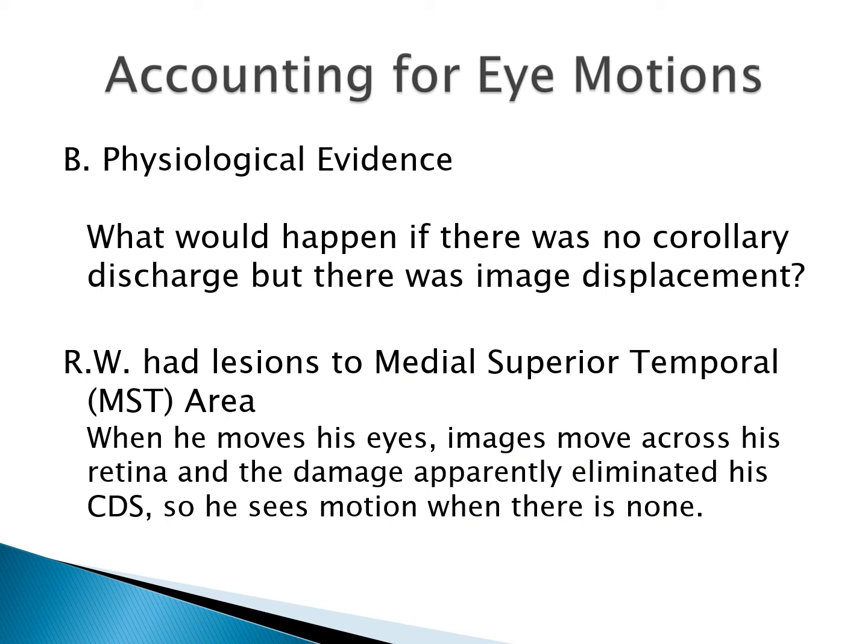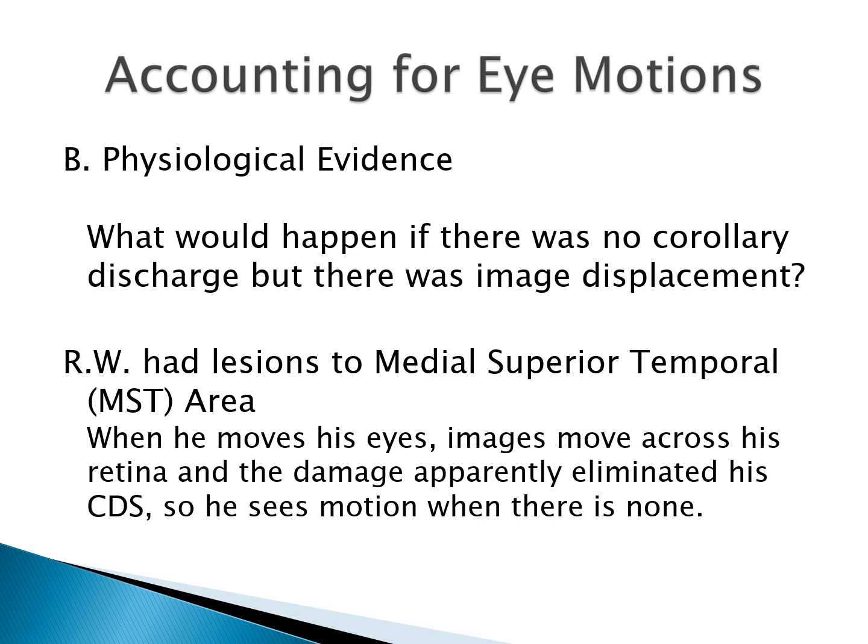If we ask about physiological evidence for corollary discharge theory, well, we can see this in somebody who has damage to a particular area. And again, you might think of this area as the comparator, but that isn't the way it looks when we're looking at just brain activity. So what would happen if there was no corollary discharge signal, but we do have image displacement, even though we are actually moving our eyes? So the motor signal is being sent to our eyes, but that corollary discharge signal is not getting received by the comparator. RW is one of these patients who had some brain damage.